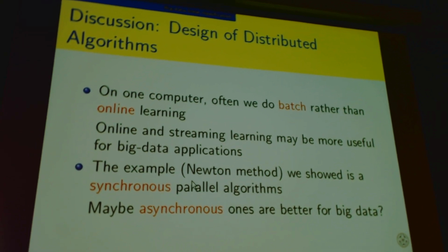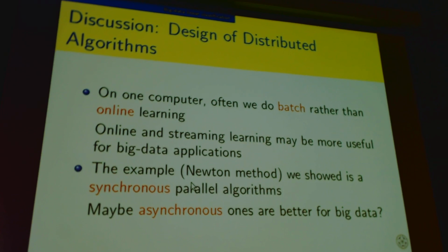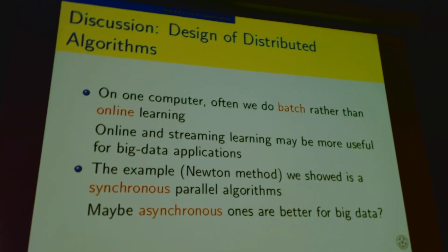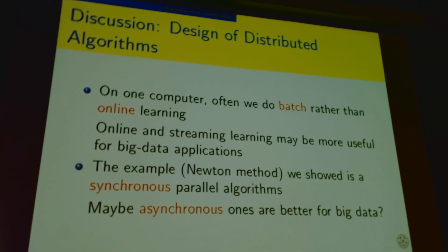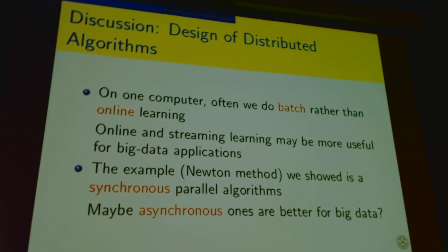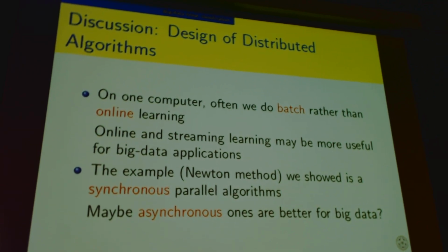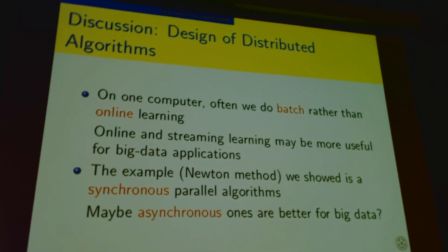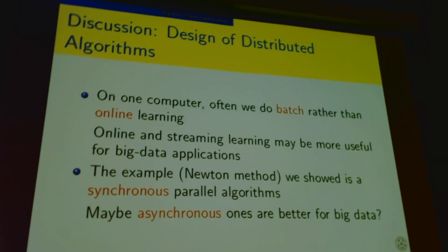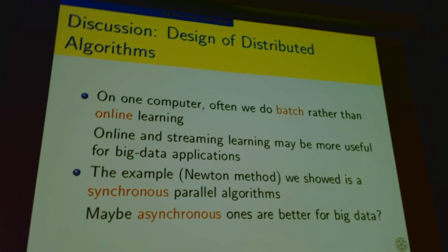Another issue I want to mention is that when we try to parallelize the Newton method, that's actually a synchronous parallel algorithm. What I mean is that when you do parallel matrix-vector product, you have several nodes. Each node is responsible for calculating part of the matrix-vector product. You need to wait until all the machines have done the job, then you do a reduce operation. So that's a synchronous parallel algorithm.